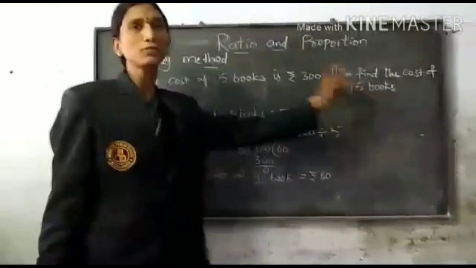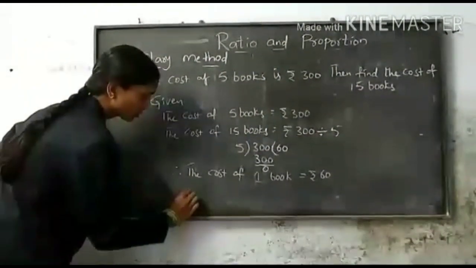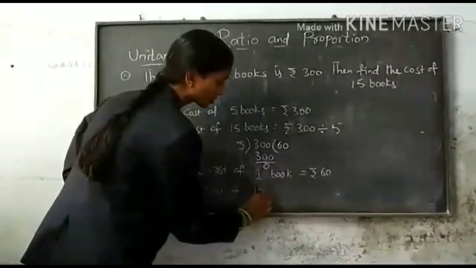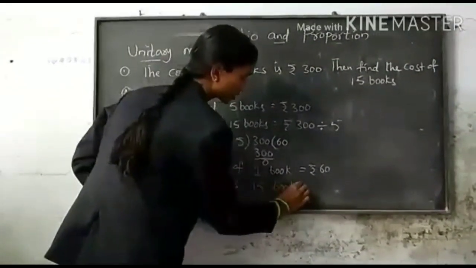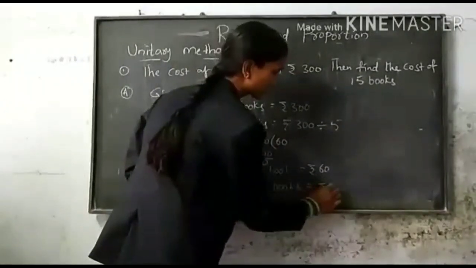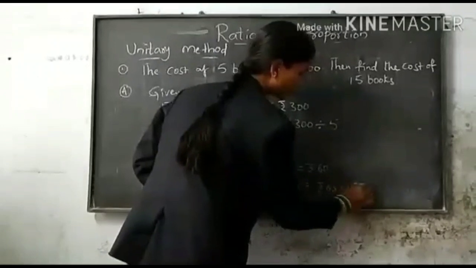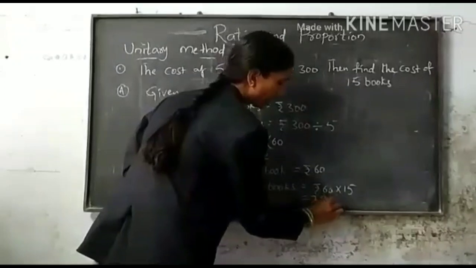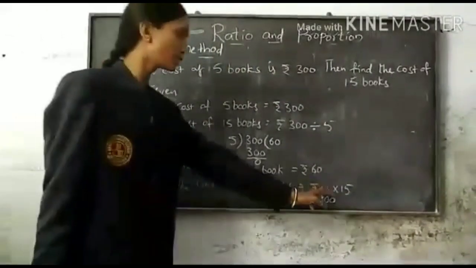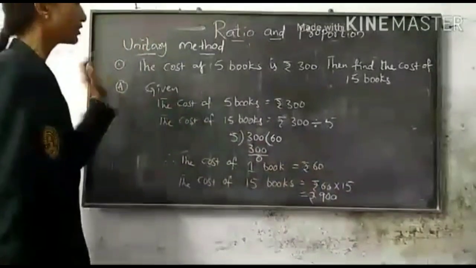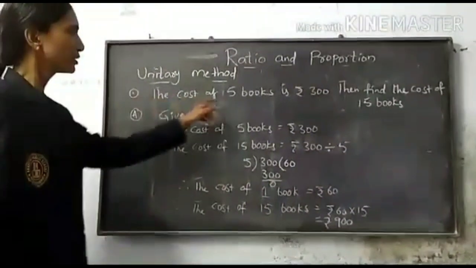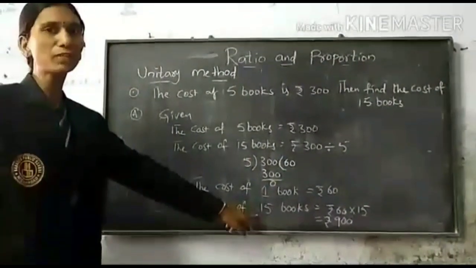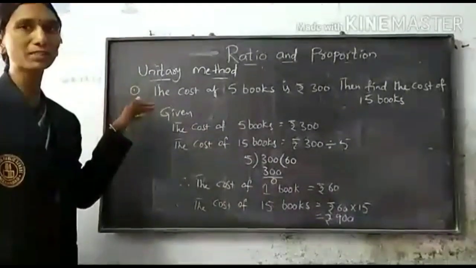Now we can find the cost of 15 books. Therefore the cost of 15 books is equal to rupees 60 into 15. 15 sixes are 90, so 90 and 1 zero, 900. So the cost of 15 books is equal to rupees 900. Here we use the unitary method because we find the cost of one book first, and after that we find the cost of 15 books. Like this we will use the unitary method in our daily life.